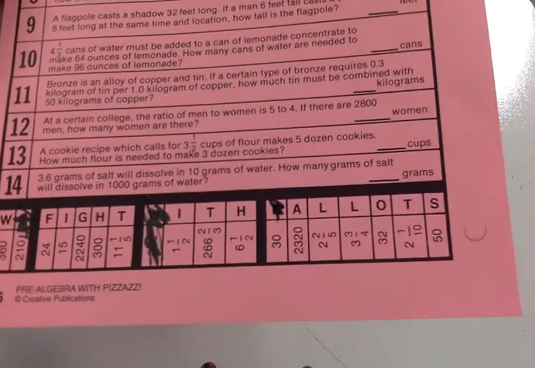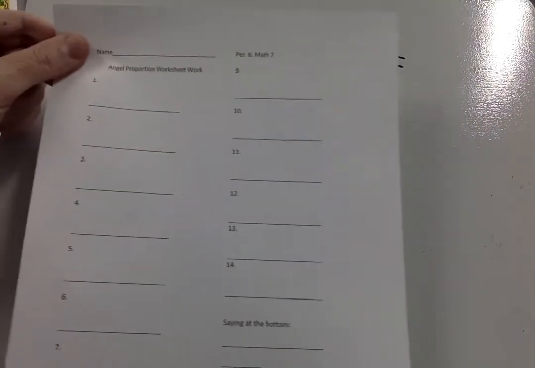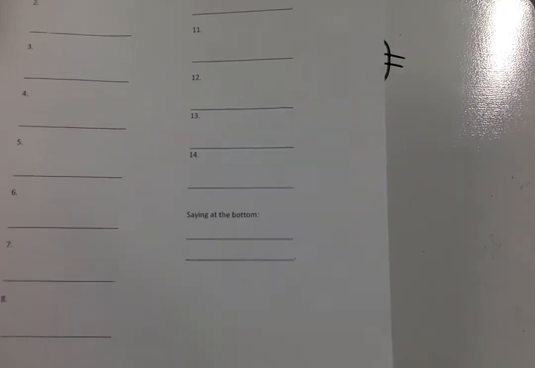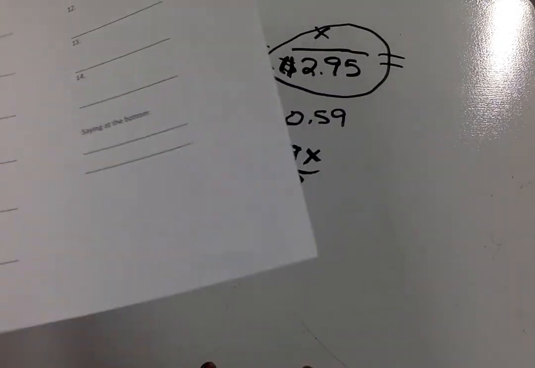Okay? All right, students, you can get the rest of this. And make sure, again, you're showing all of your work on this angel proportion worksheet. And then at the saying at the bottom, you'll write down what's left on the cherry sheet. Okay, students, you can get this. You rock.